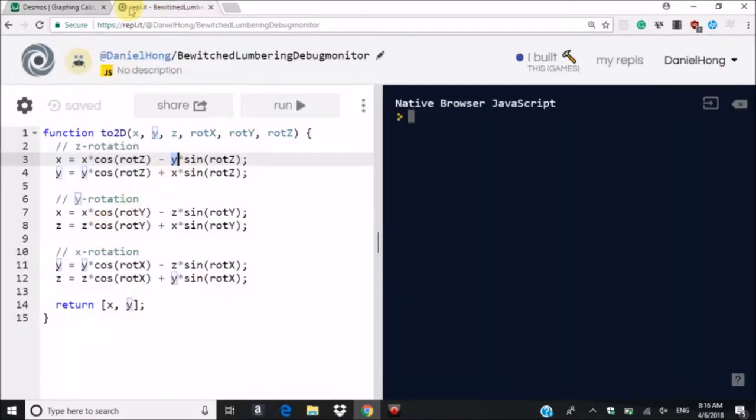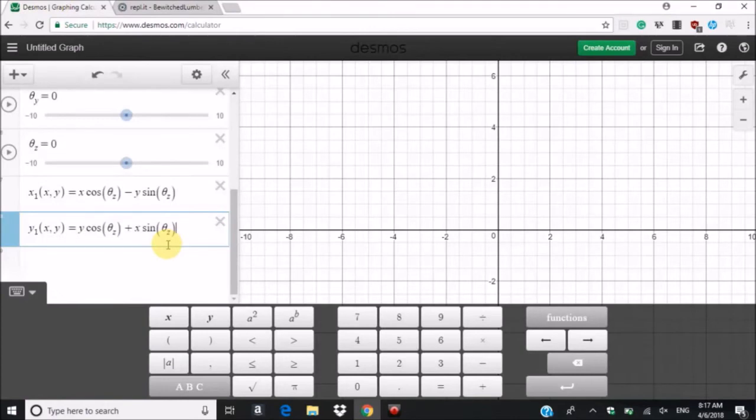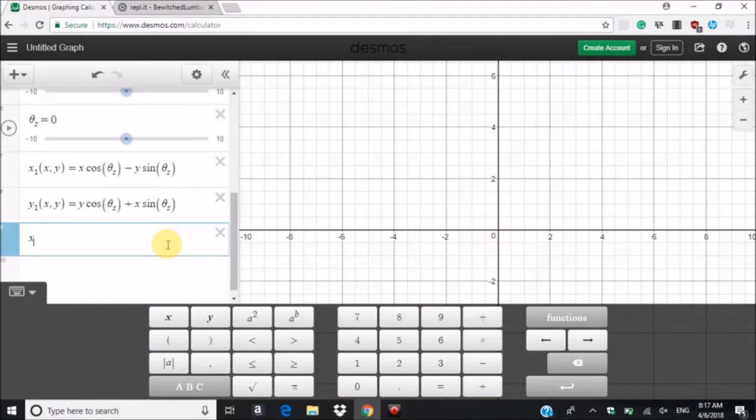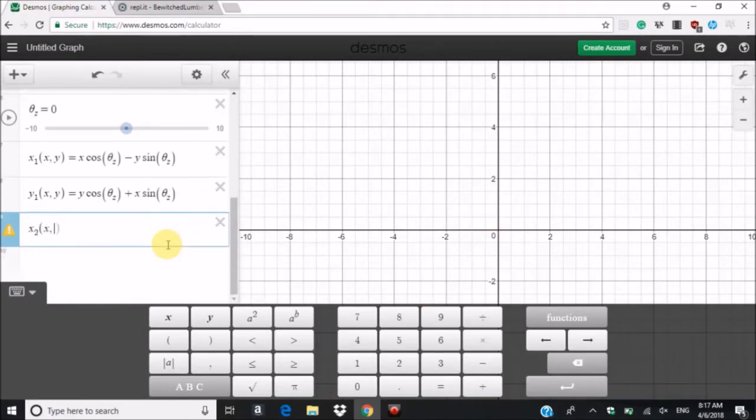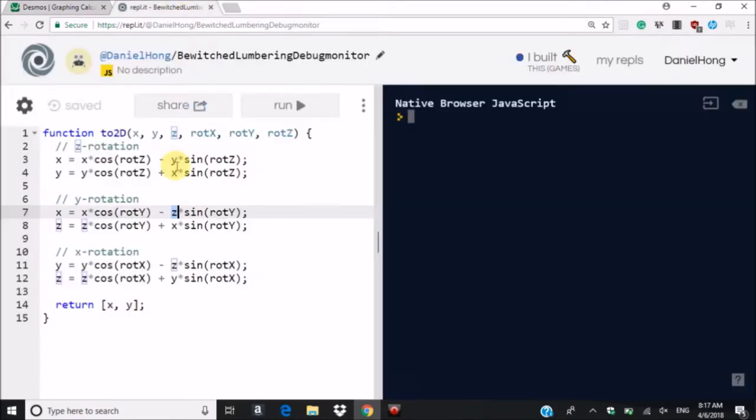So now let's do the y rotation here. Keep in mind this x value actually got updated from this x value here. So we need to use the new x value, and we can use the past z value for now. We'll call it x2. It's going to take in an x and a z, because that's what this line cares about.